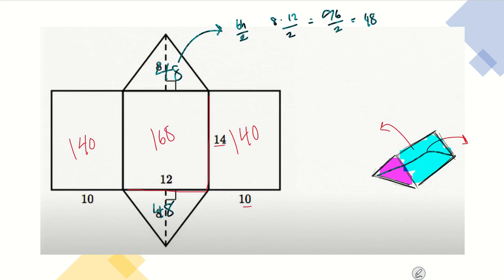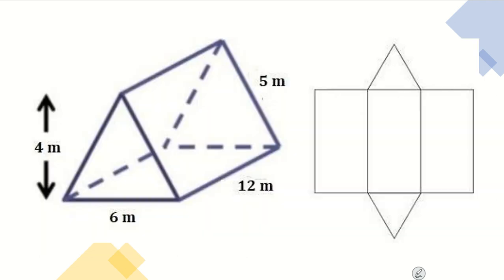So we found every individual face. 1, 2, 3, 4, 5 total faces, and we found them. 48 and 48, 140, 140, and 168. And that's where we leave off. We're not doing anything more. Last one. All right. Okay, save this one for last because it takes a little bit more work.